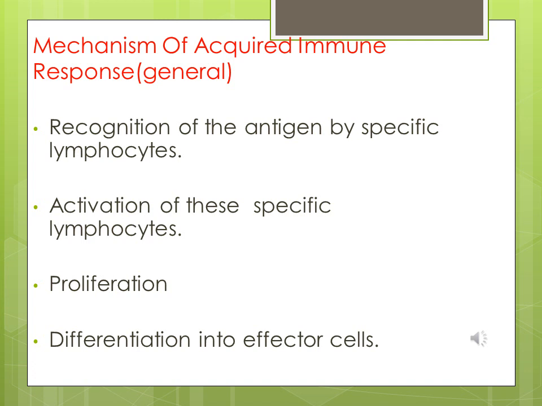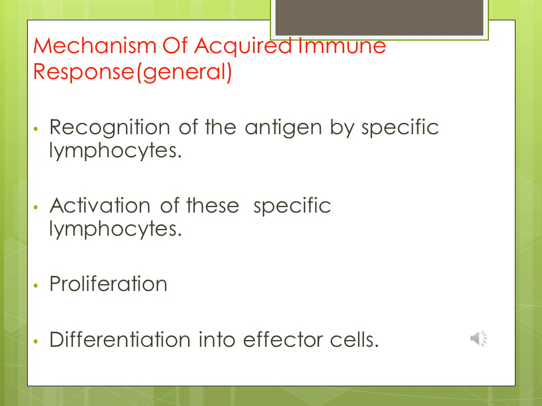Let's start with the first step under this mechanism. It is the recognition of the antigen by specific lymphocytes. Lymphocytes are very unique components of the acquired immune responses. Two different types of lymphocytes, namely T cell and B cell, are the main two ingredients of this type of response. Both originate from the bone marrow, and get matured in the thymus and bone marrow respectively.